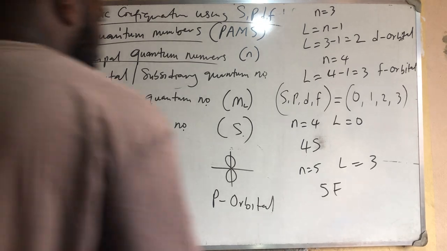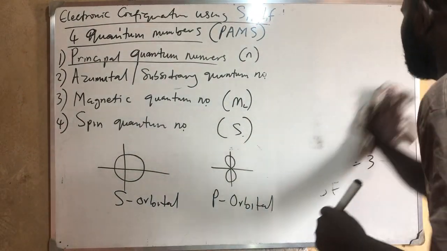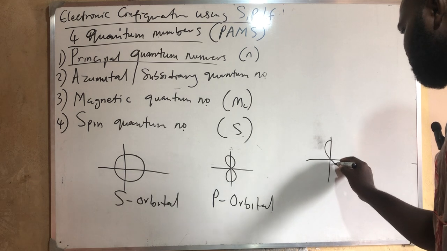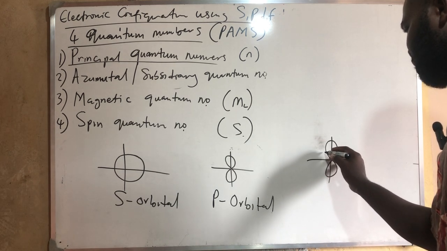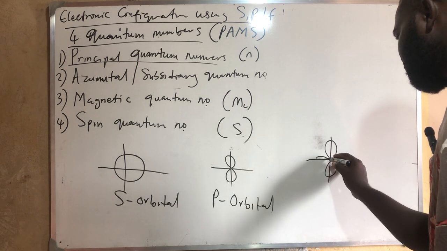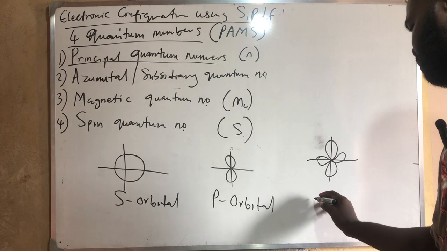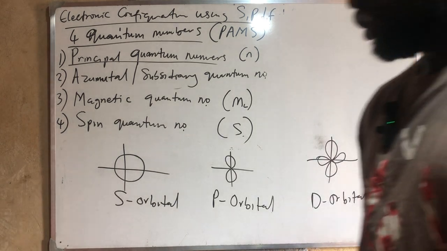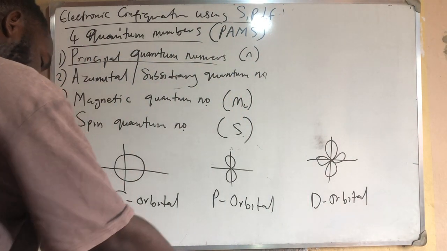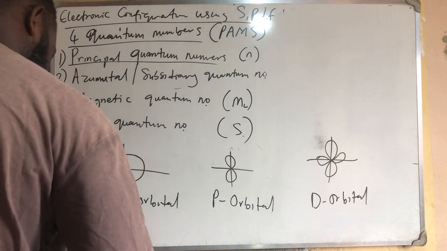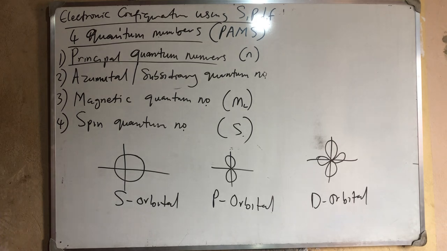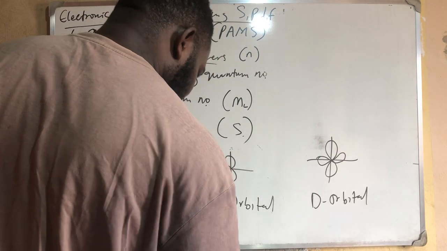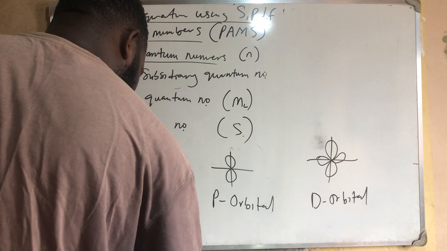Then another thing is my D orbital is a double dumbbell, something like this. So this is my D orbital. Then for my F, the shape is complicated, so we don't really know the shape. All right? So the next thing you need to know about, we have tried for that. So the next one we are moving to is the magnetic quantum number.